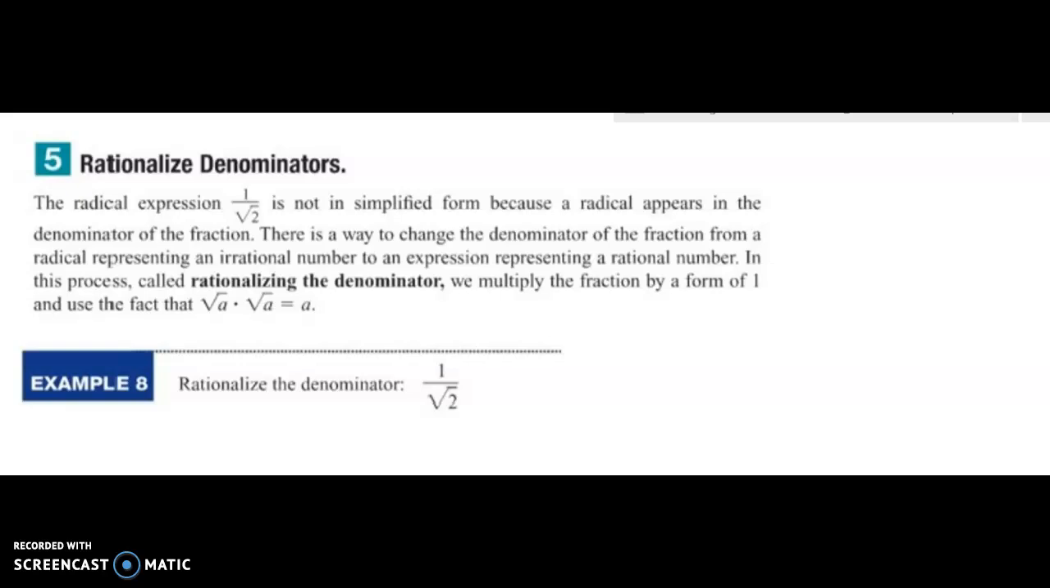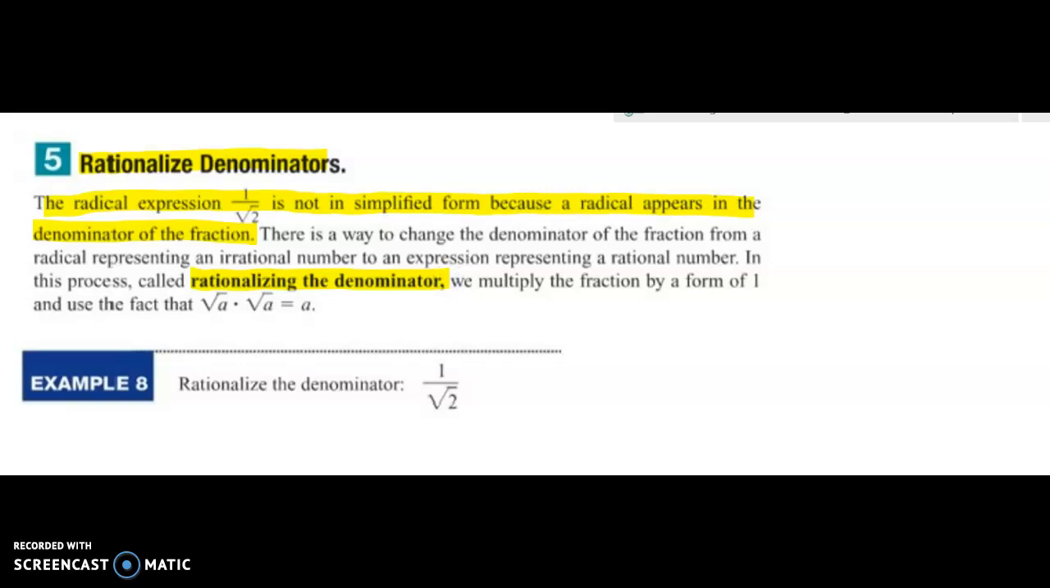And this is what we're going to call rationalizing a denominator. So I'm going to highlight this. And this is the radical 1 over 2x is not simplified because a radical appears in the denominator of the fraction. Not allowed. There is a way to change it, and that's what we call rationalizing the denominator.